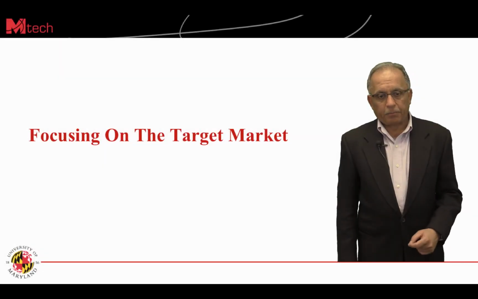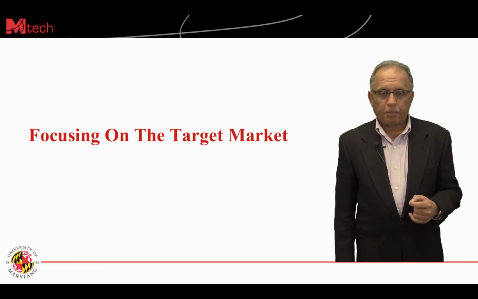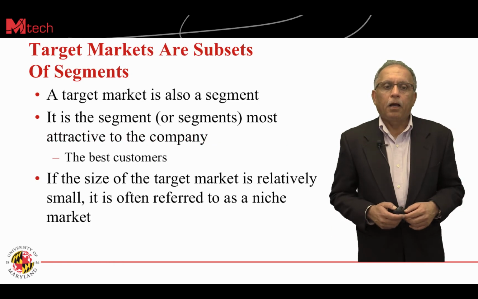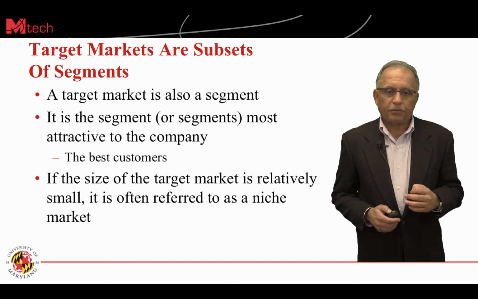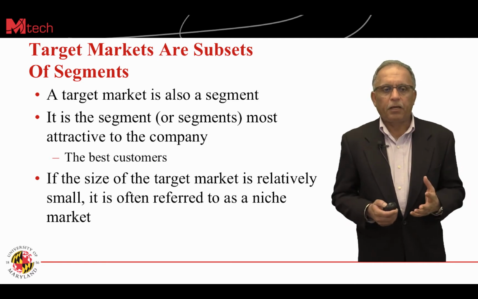STP: segmentation, targeting, positioning. In the previous section, we discussed segmentation. In this session, we will discuss the T, target market selection. First, target markets are also segments. They are subsets of segments, which means that they are smaller than the total number of segments.